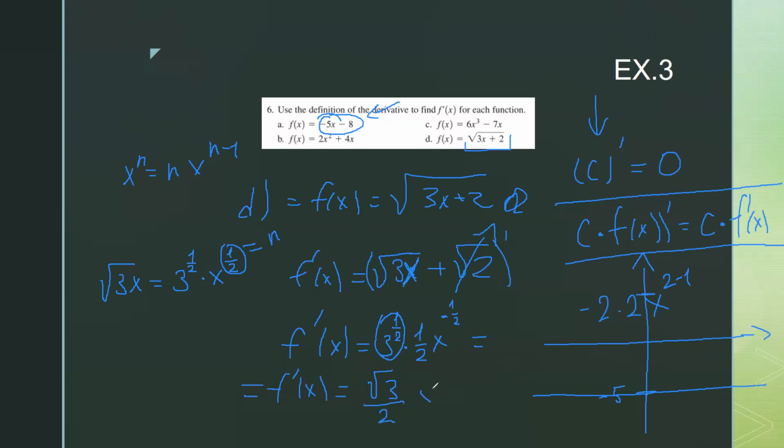So for question C, our n value would be 3, right? Yes, n would be equal to 3, and the derivative of this one is going to be the derivative of the difference. The derivative of the first function, which is 6 times x to the third power, would be 6 times 3 times x squared, and the derivative of 7x is going to be 7. Okay.